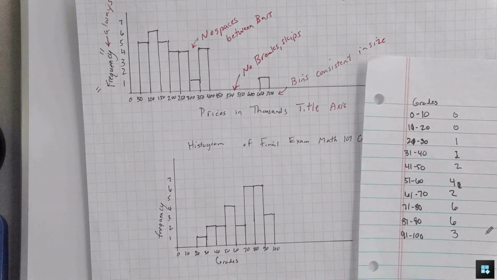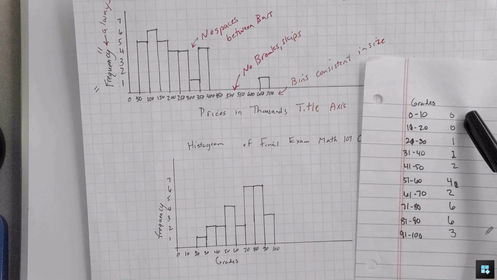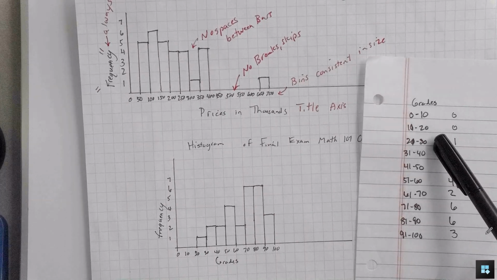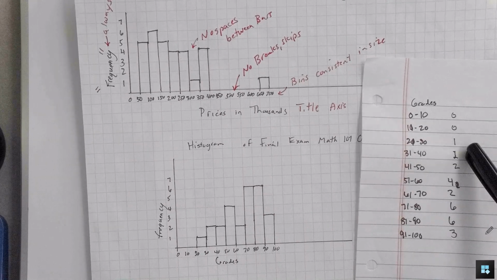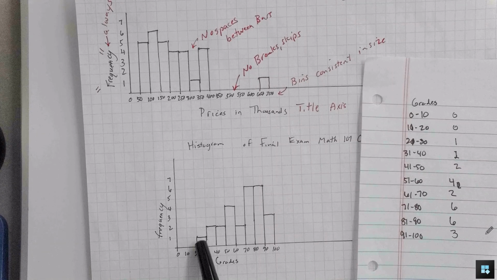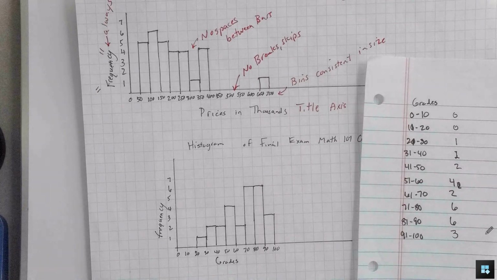So you find there's no grades up to 20, and then between 21 and 30 there's 1 grade. From 31 to 40 there's 2 grades. And that tells you how tall to make your bars once you've made those bins. Does anybody have any questions? If you're online watching and you want me to look at yours, send me a photo, okay?